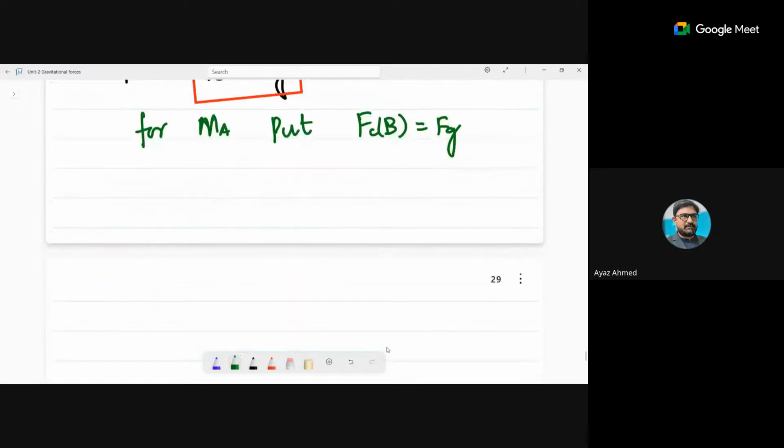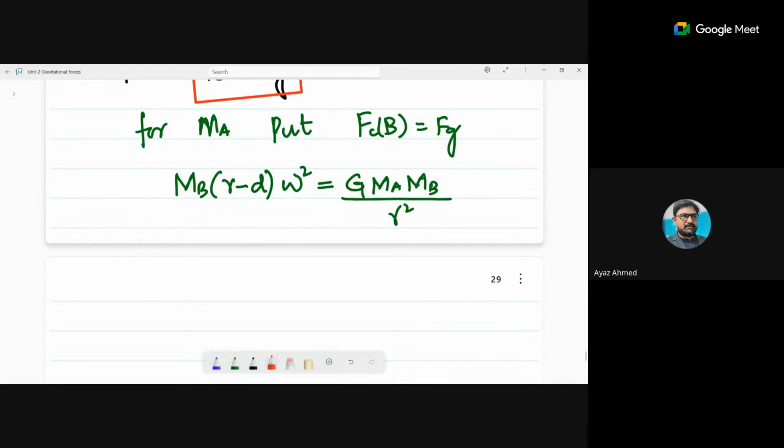And you can ask me why, sir? Because Fc of B is mb into r minus d into omega square, that is equal to G ma mb divided by r square. So is it clear that mb and mb would be cut, and you will get ma is equal to r square into r minus d into omega square divided by G. Is it clear to you?